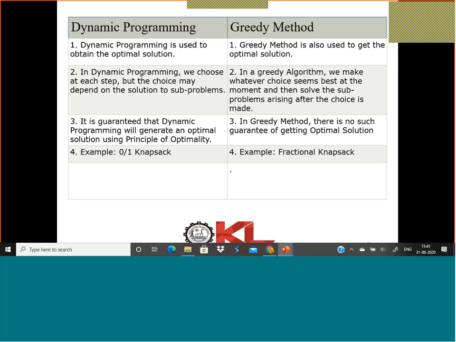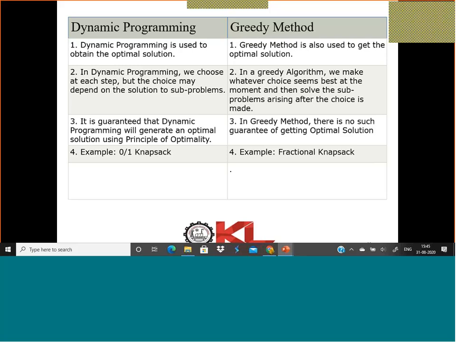Maybe for the problems which we discussed in the greedy model, you can take error-free decisions, but for the problems that we are discussing in the dynamic model, we cannot take error-free decisions. We cannot tell the decision at this point. So that is what you need to understand. The third point is that dynamic programming is guaranteed to generate an optimal solution using the principle of optimality. So by using dynamic programming, your decisions are dynamic, and finally you can conclude that this is the optimal solution for this particular problem.